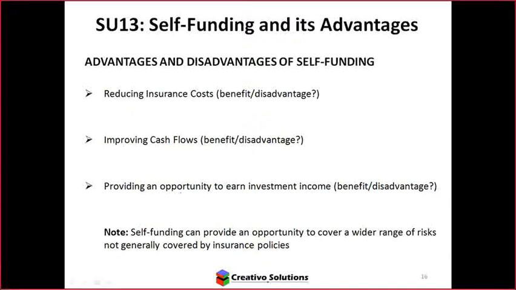So 4 questions actually for you to consider here. Advantages and disadvantages of self-funding. Reducing insurance costs. Is there a benefit or a disadvantage here? Benefit. So the benefit is what? You save on the premiums. Correct. You keep your premiums. But what is the disadvantage? Sometimes the extent of the damage is more than what you have saved. Correct. And you're going to also have to keep more risk. Do you agree? Yes. So good example here. How can you reduce the insurance costs on your car insurance?